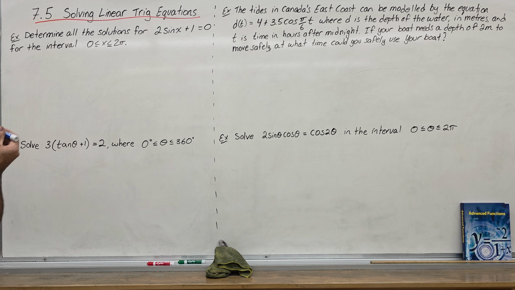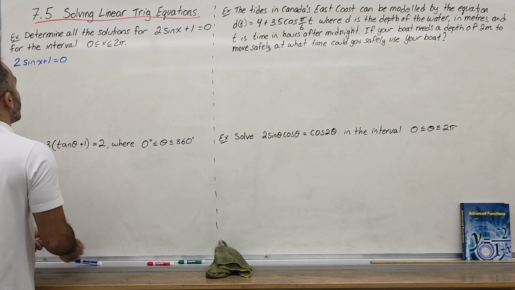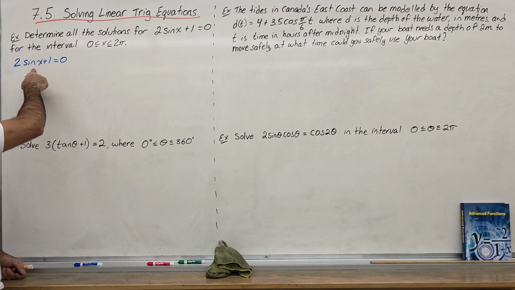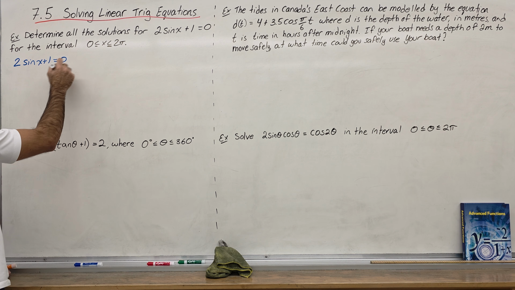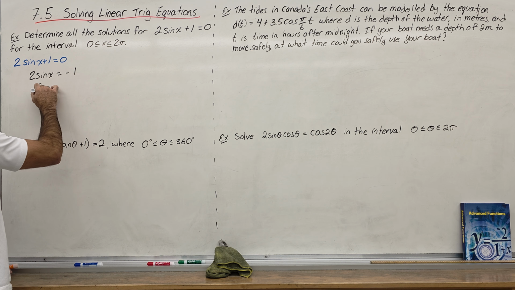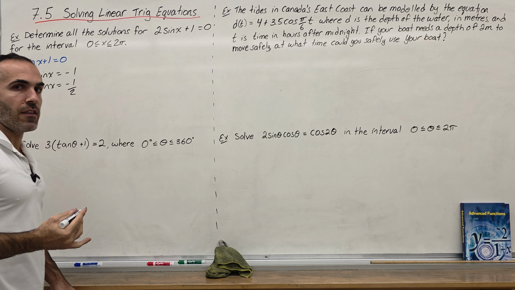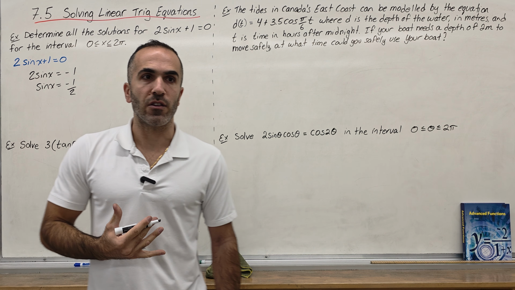Okay, so I write down the equation. I got 2 sine x plus 1 equals 0. And now I just solve like this is an x value. So I bring over the 1. So it's going to be 2 sine x equals negative 1. And then I divide by 2. And I get here. And even if you're in grade 9, you can get to this position right here.